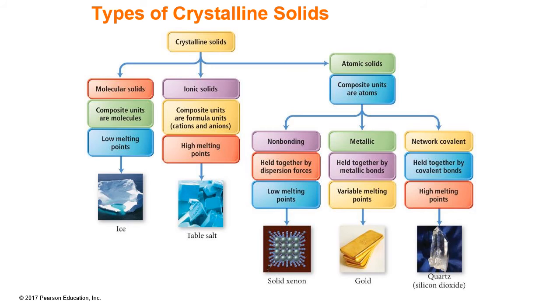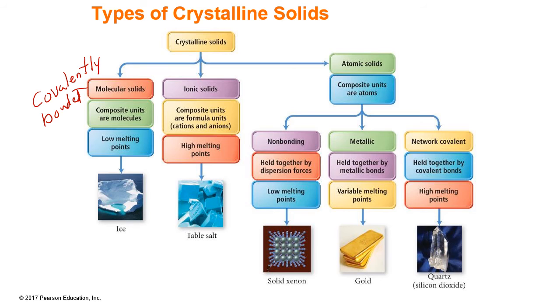There are lots of different types of crystalline solids. So we have molecular solids made out of molecules, so these are covalently bonded. These would be things like ice. They tend to have lower melting points than things that are like ionic solids. Ionic solids, remember, are made out of metal and nonmetal with an ionic bond. They have much higher melting points. So these are things like table salt or sugar.